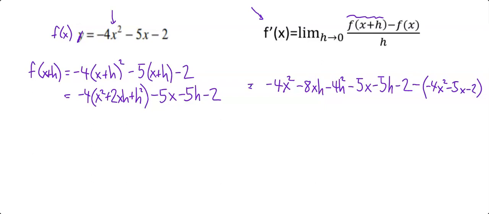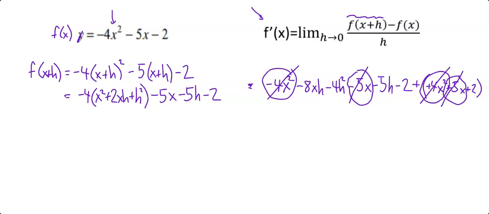Alright, so let's work on that one. Notice we have a minus. Each one of these is minus, so that makes all these pluses. We've got a negative 4x squared and a positive 4x squared, so those will cancel each other out. I've got a minus 5x and a plus 5x. Those cancel. And I've got a minus 2 and a plus 2. Those cancel. So here's what I'm left with.